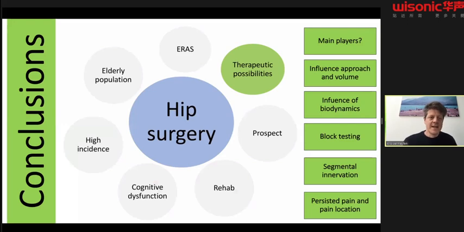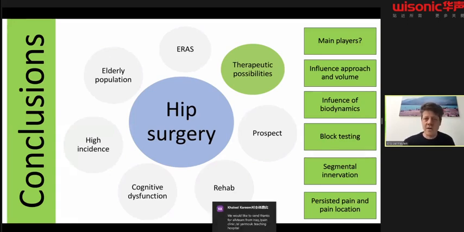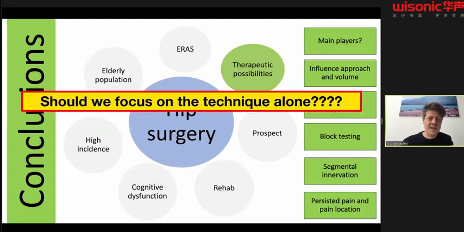To conclude, I started by saying that the block we perform, either a fascia iliaca or a PENG block, is only one part of the bigger aspect of hip surgery. We have to think about much more. We have to think about volume. We have to think about biodynamics, block testing, clinical relevance. We should not focus on the technique alone.